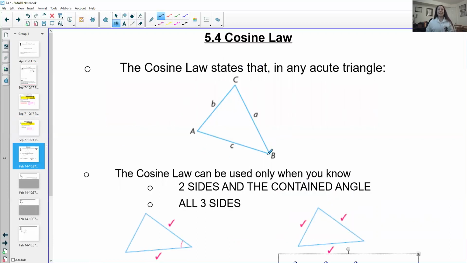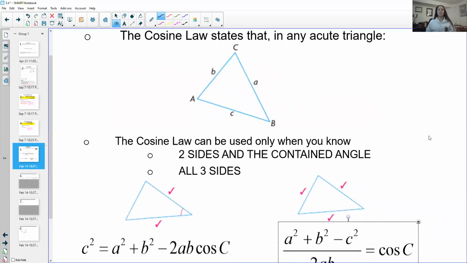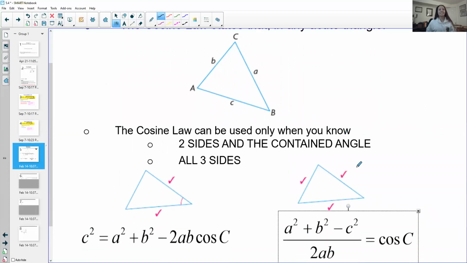So given any triangle ABC, your cosine law states that if you have been given two sides and the contained angle, two sides and the angle in between, or three sides, you can use the cosine law. Keeping in mind that if this is your formula, you will notice that angle C in your triangle or your diagram is always across from side C, okay? So make sure that when you're plugging them in, these are in the right position, your C values, okay?